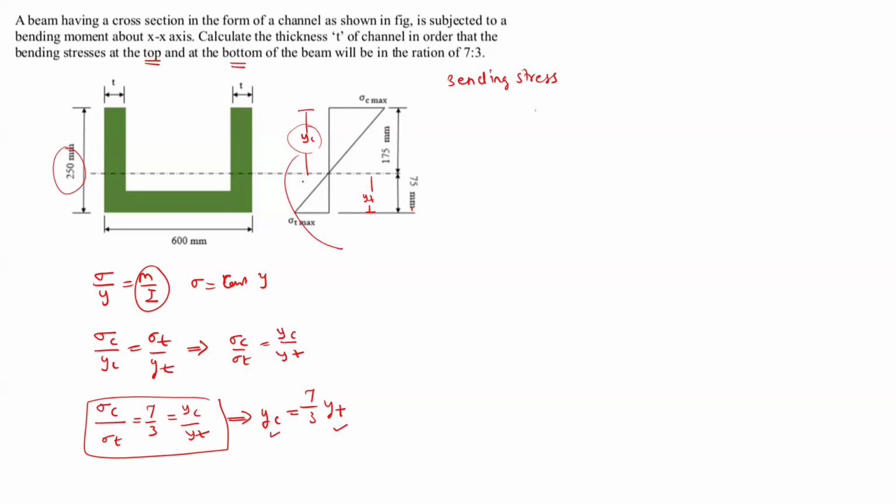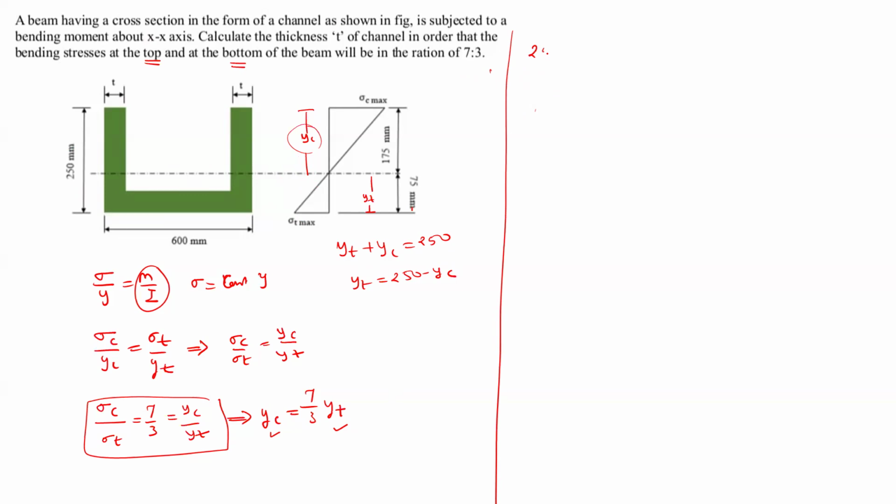Look at this. This total distance is 250. It is YT plus YC is equal to 250, right? So YT will be equal to 250 minus YC. So can I write this equation here as 250 minus YT is equal to 7 by 3 of YT? If we work that out, I will get YT is equal to 75. That we already know.